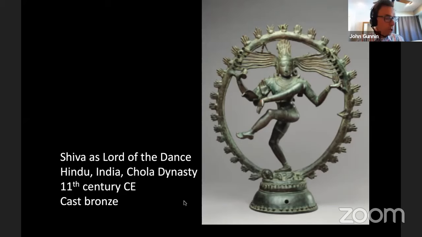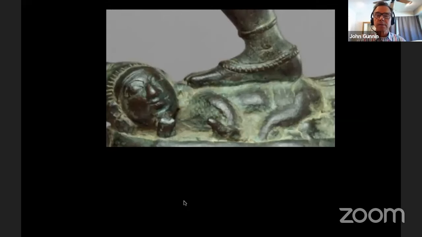And there's also this dwarf. Shiva's dancing on top of this dwarf, Apasmara, and it's symbolic of ignorance. So there's very much a "do not be afraid" message here.